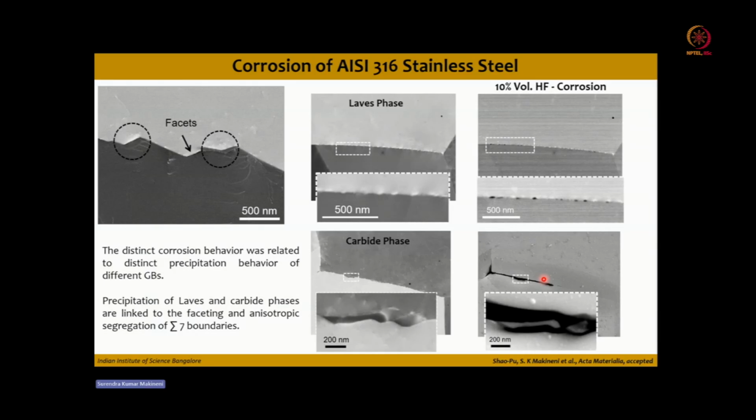By texture analysis or texture engineering, you can lower these sigma 7 boundaries and increase the fraction of other sigma or CSL boundaries, such that you can minimize the corrosion of the steel. So this is how atom probe tomography in conjunction with TKD can be used to identify the cause for the corrosion of the steels.